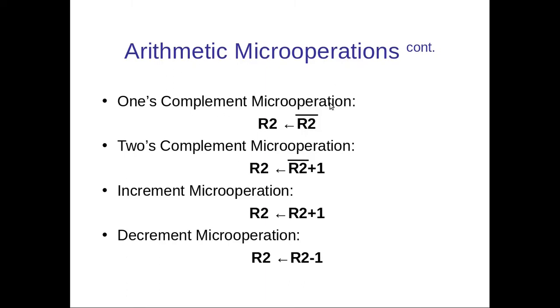Then the 1's complement operation can be represented like this, R2 gives R2 bar. 2's complement will be like this, R2 gives R2 bar plus 1, we already discussed. Increment micro operation, R2 gives R2 plus 1. Decrement micro operation, R2 gives R2 minus 1. These increment and decrement micro operations can be implemented with an up counter and a down counter.